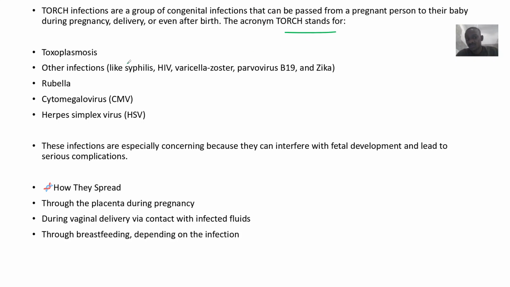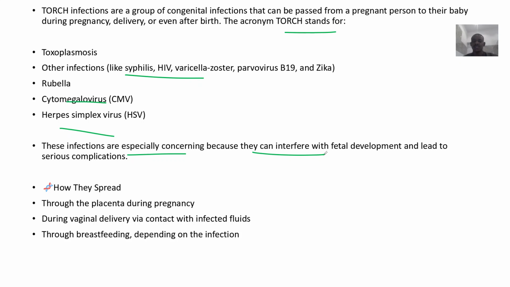T is Toxoplasmosis. O is what? Other infections like syphilis, HIV, varicella-zoster, parvovirus. R is what? Rubella. C is what? Cytomegalovirus. H is what? Herpes simplex virus. Okay, so these infections are especially concerning because they can interfere with how the baby will develop properly. Because babies are weak, disease conditions that we can withstand, babies will find it hard to withstand.